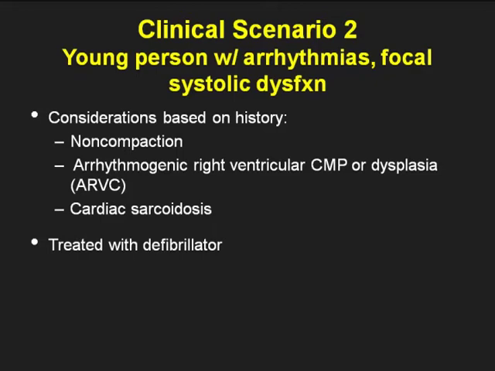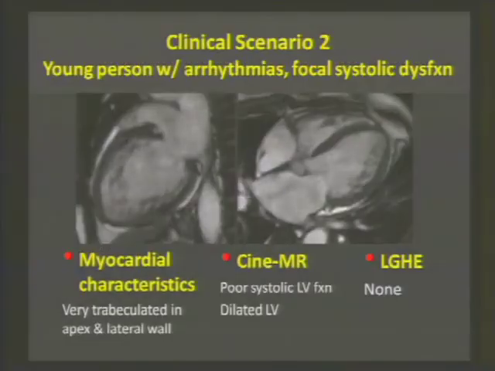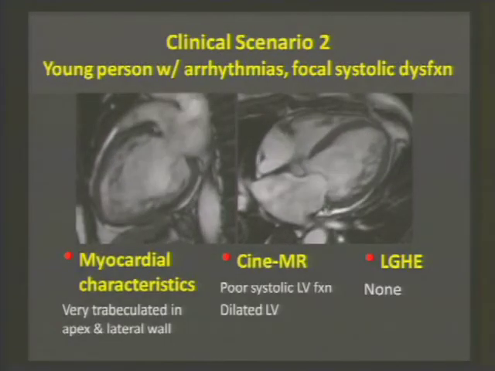The next scenario is a young person with arrhythmias and focal systolic dysfunction. Based on this history and presentation, the considerations are non-compaction, arrhythmogenic right ventricular cardiomyopathy, and cardiac sarcoidosis. Any of these cases are treated with a defibrillator. I'm going to only cover one of these diseases. This is a young patient with arrhythmia and focal systolic dysfunction. You can see the ventricle is very hypokinetic in a global fashion.